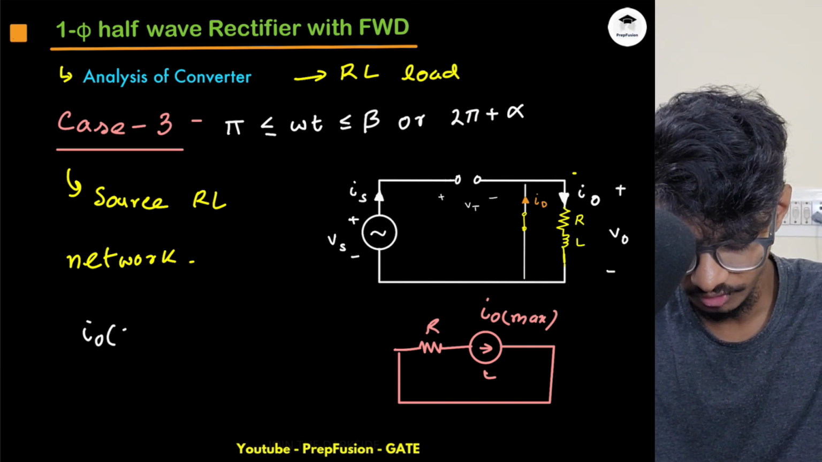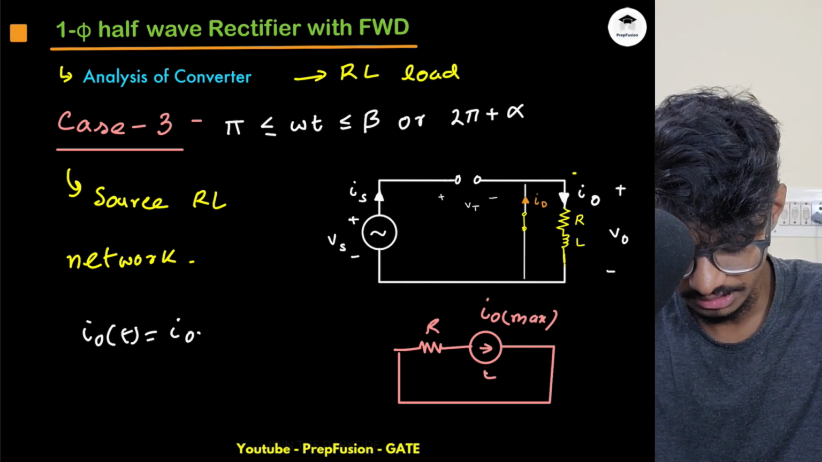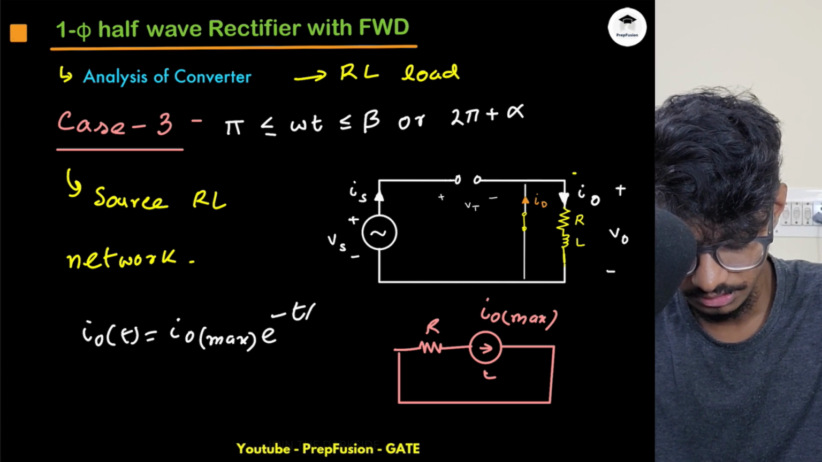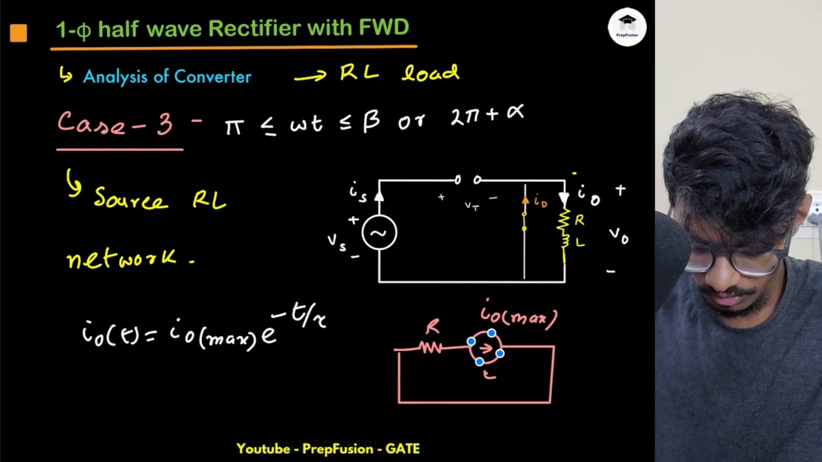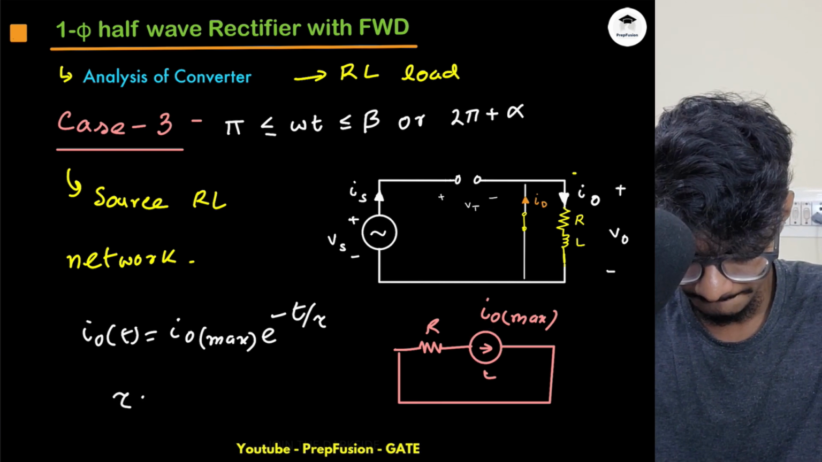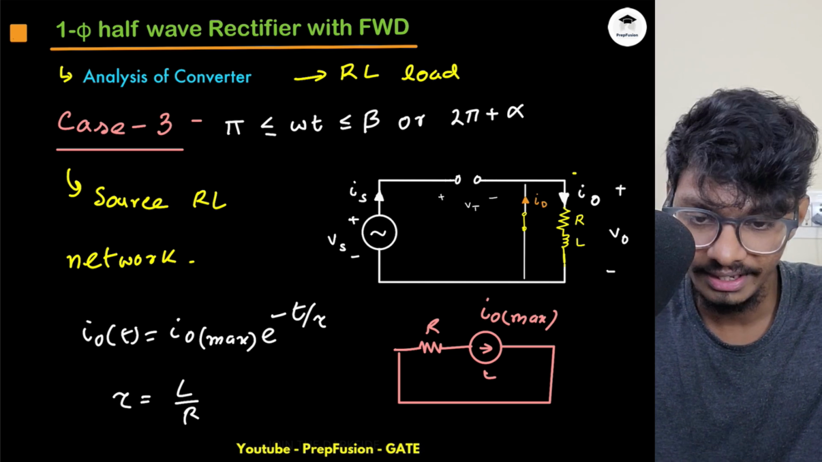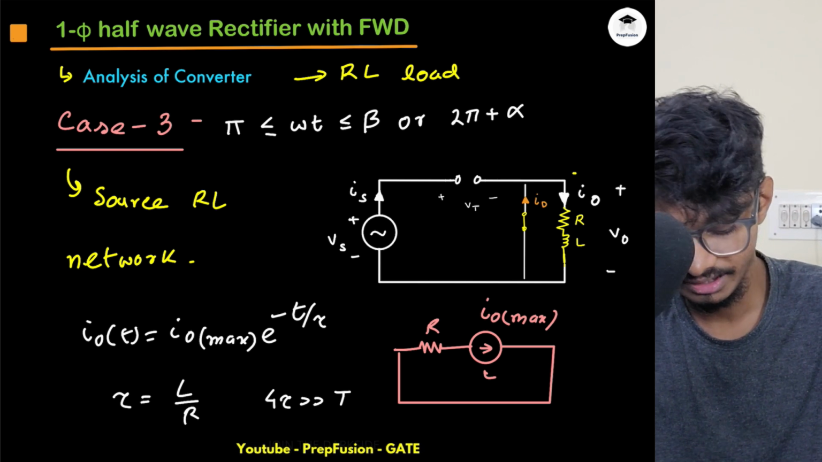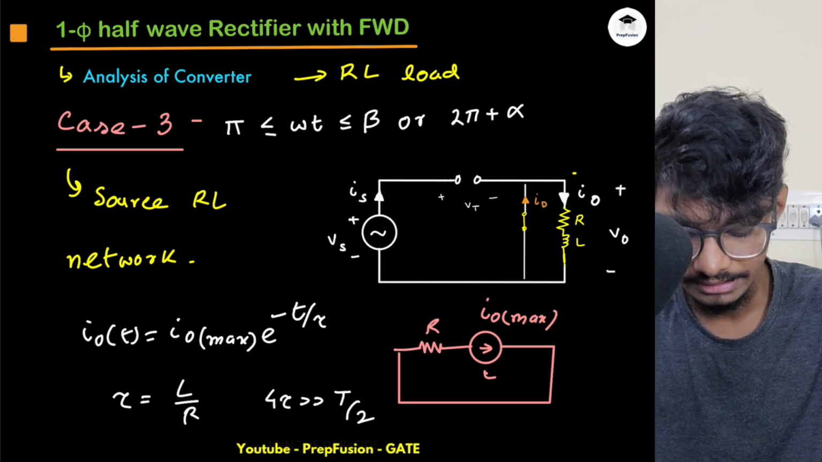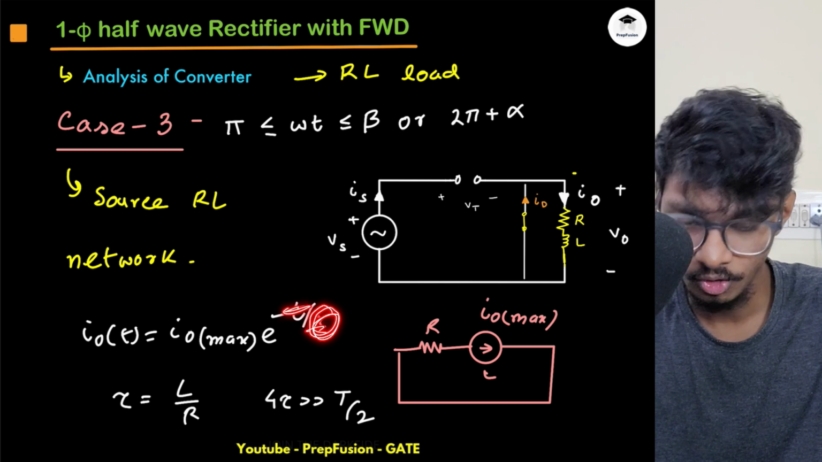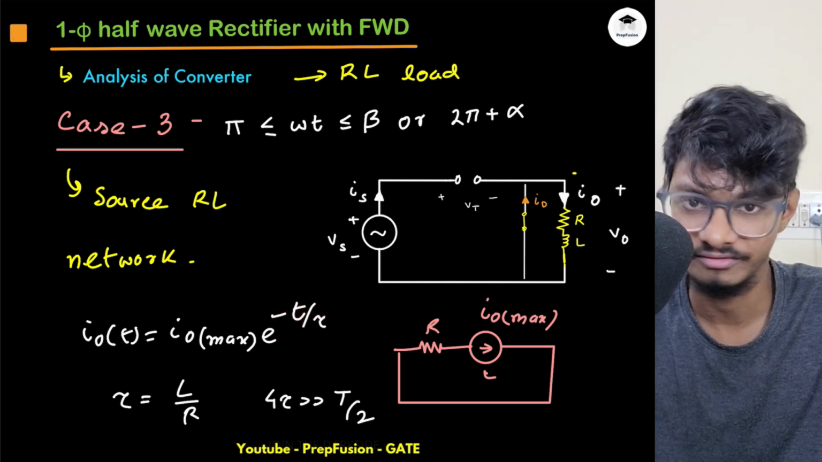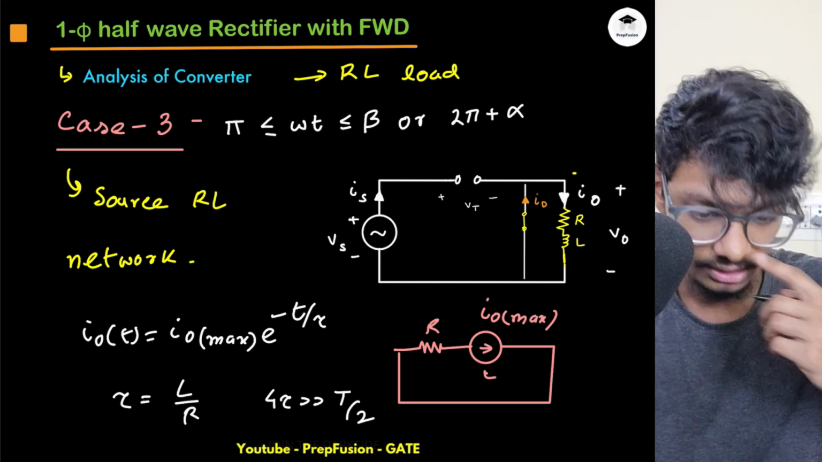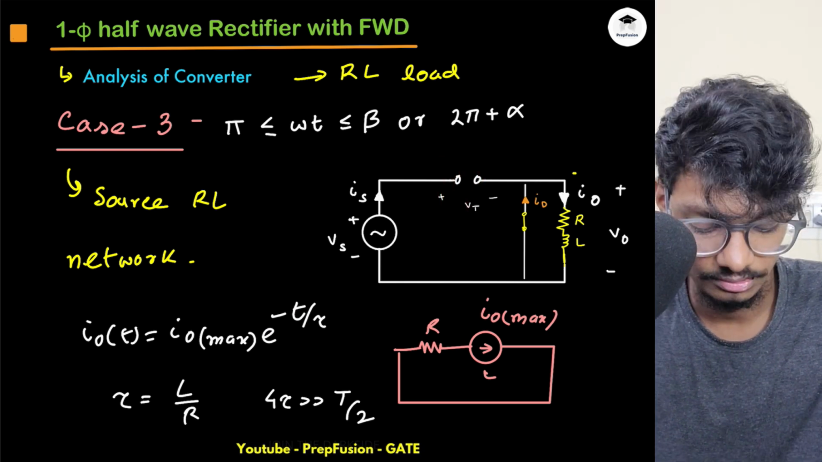Now my IO of t will become simply IO max e raised to power minus t upon tau. Okay, and what is my tau? Tau is L by R. Now if my 4 tau is very large compared to T by 2, then this tau will be very large compared to the normal time period. So how much time window do I have? T by 2, half cycle, right? Then in the next half cycle, this SCR will turn on again, and again this will energize the inductor.